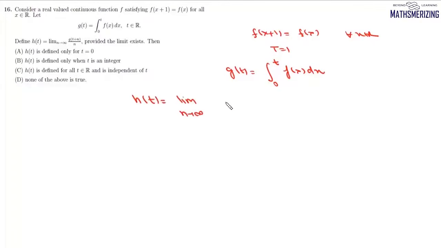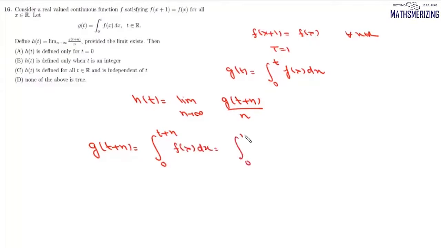n tends to infinity g(t+n) upon n. Now if we look at g(t+n), it will be nothing but the integral from 0 to t+n of f(x) dx. Now we can write this as the integral from 0 to n f(x) dx plus the integral from n to n+t f(x) dx.